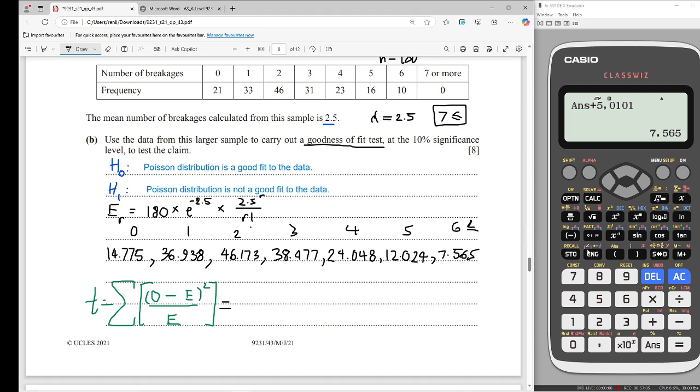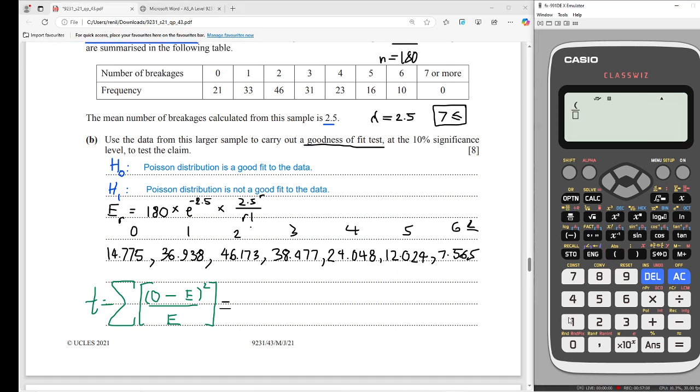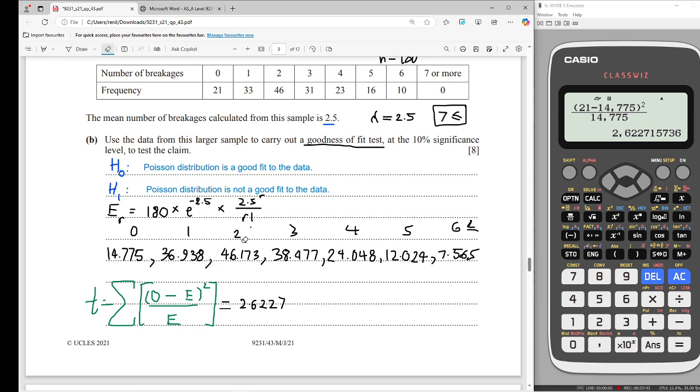So using the formula above, you can state observed value of 21 minus the expected value of 14.775, whole square the difference, whole divided by expected value, which is 14.775. Okay, so we're going to add this on with, let's actually get the actual value for this one, so 2.6227, or even better is just to go by fractions because that gives a more accurate value.